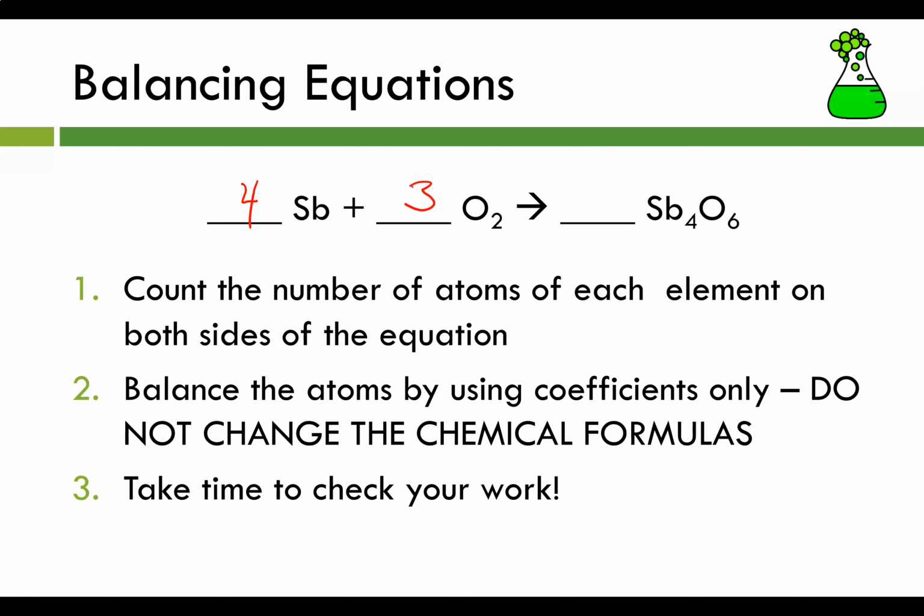Lots of students skip over this last step, but it's really worth taking the extra 10 seconds and double checking. 4 Sbs, great. 2 times 3, 6 oxygens, 6 oxygens, done. As the reactions become a little bit more complicated, it's going to become more and more important that you check your work to make sure you didn't do something careless. Let's look at a handful of practice problems.